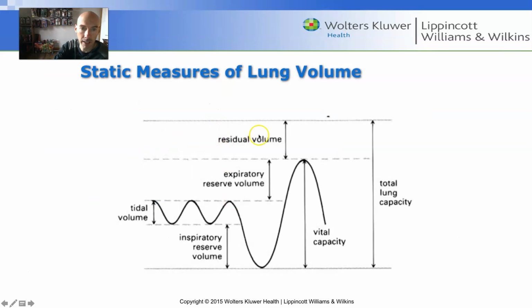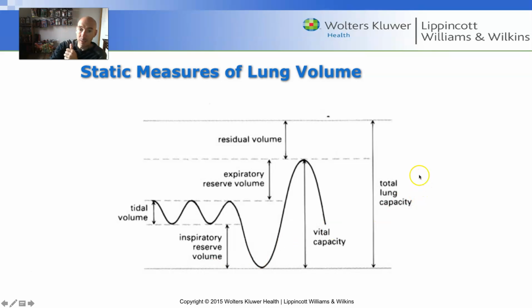All right, so this is a graph that I like that kind of shows these 3 volumes. So the 3 that we can manipulate, tidal volume, IRV, and ERV, we call that the vital capacity, or the VC, okay? Notice that vital capacity does not include residual volume, but if we took total lung capacity, that includes the residual volume, okay? Now, since we cannot expire the residual volume, we cannot measure it.